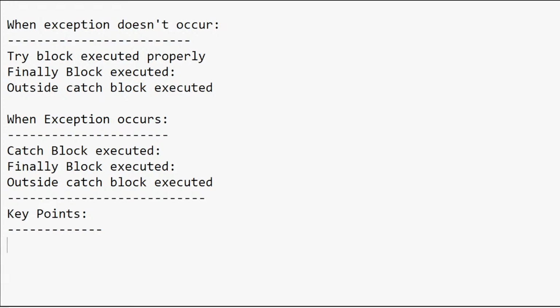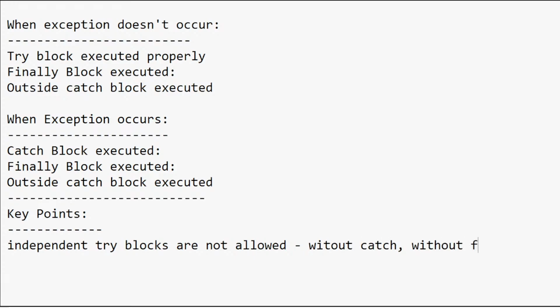Independent try blocks are not allowed, without catch and without finally. That's what we discussed so far. Independent try blocks are not allowed, which means without a catch block and without a finally block.